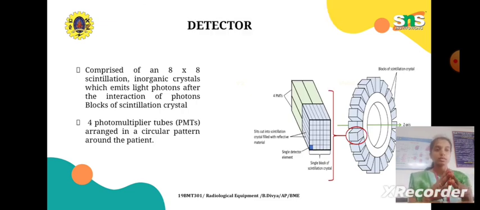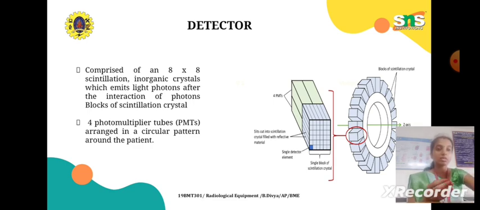Detector. What is a detector? It comprises 8x8 scintillation inorganic crystals which emit light photons after the interaction of photons. A detector contains 8x8 scintillation crystals.